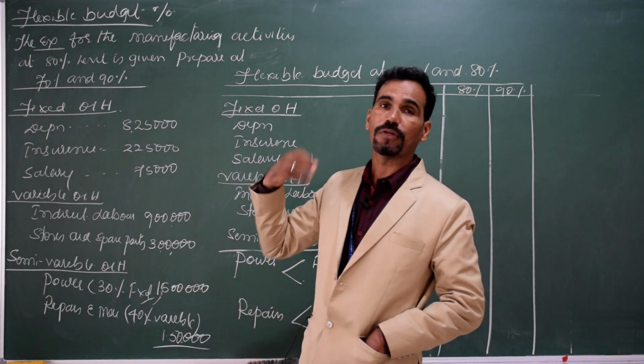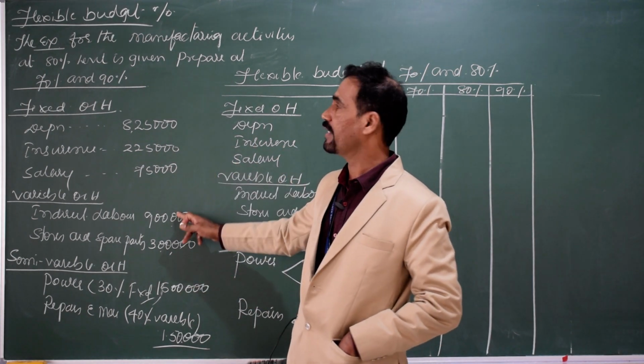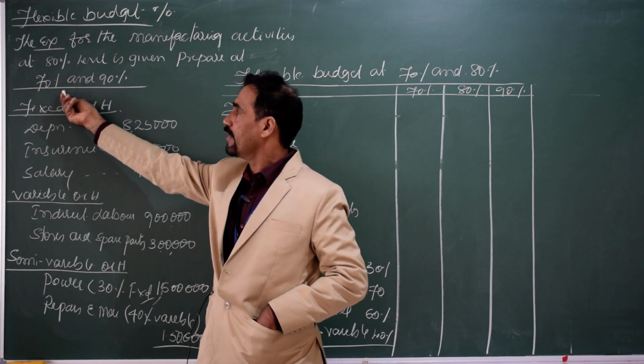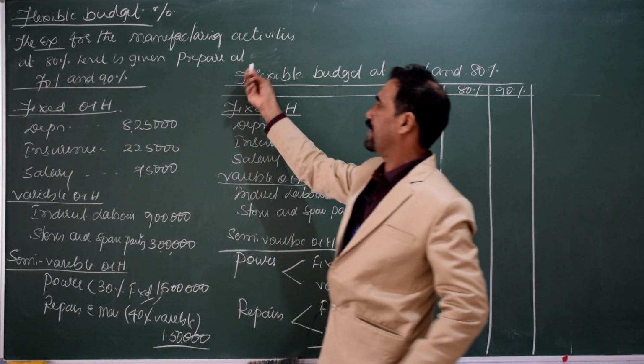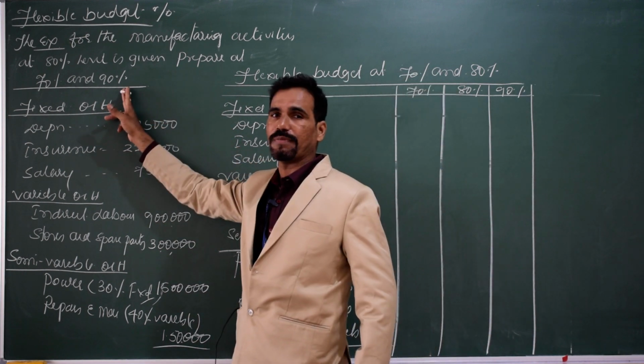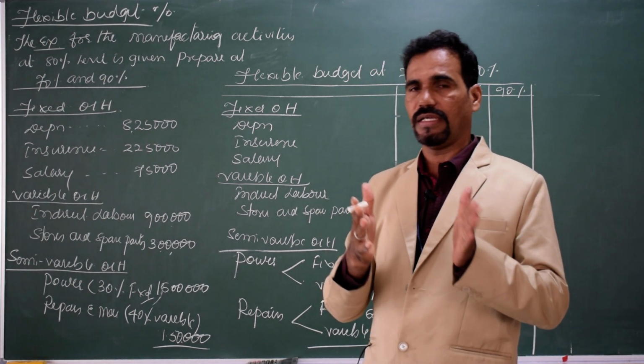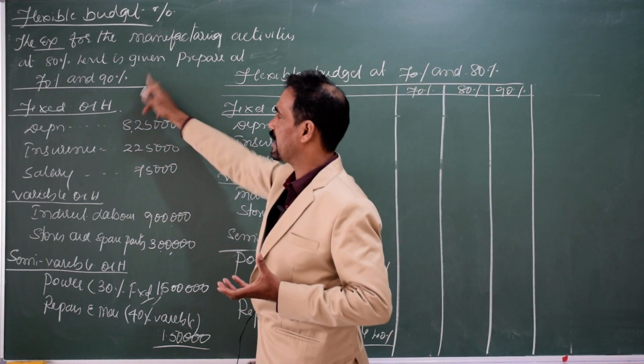So how are we going to prepare the flexible budget for 80%? Since 80% is given, we are going to prepare for 70% and 90%. The 80% level is given in the middle, between 70% and 90%, on a percentage base.